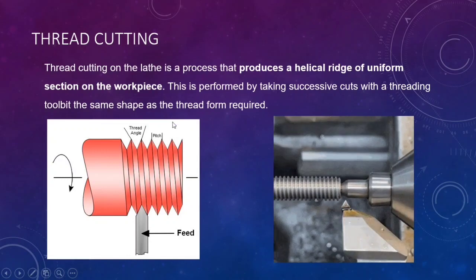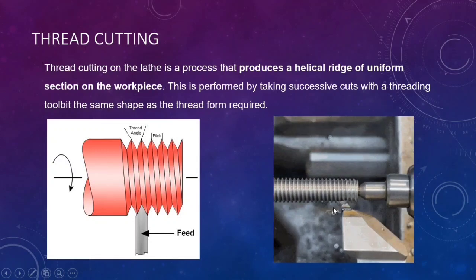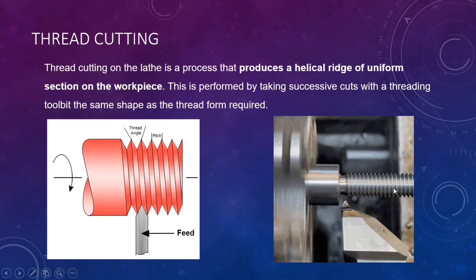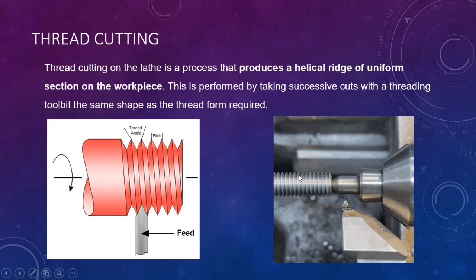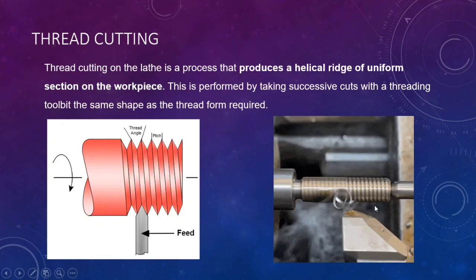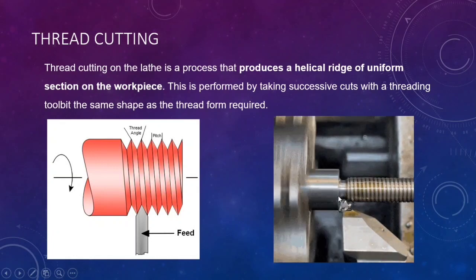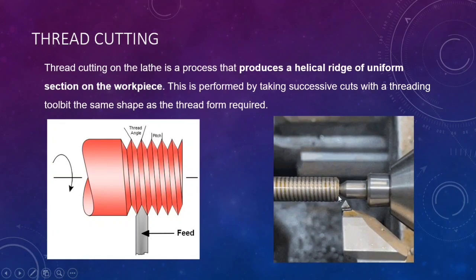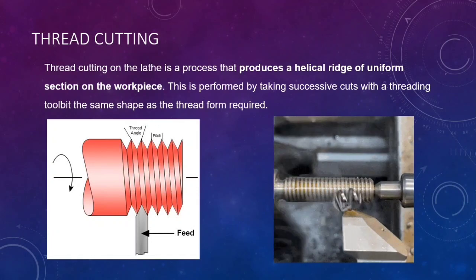You can see in this small video where the tool is moving in this direction, and it is making the helical cutting over the circular surface. To make the thread cutting, we have to reduce the speed. You have to reduce the speed of the lathe, and you have to engage the lead screw of the machine.